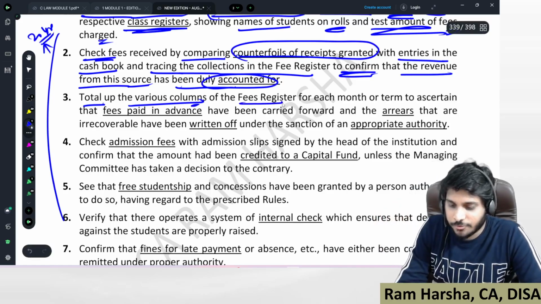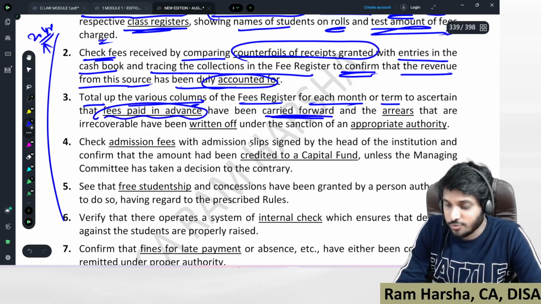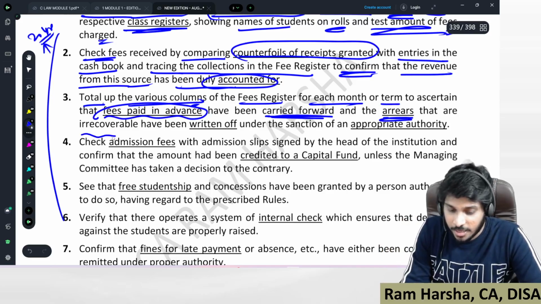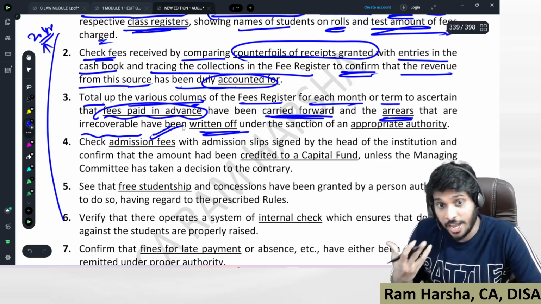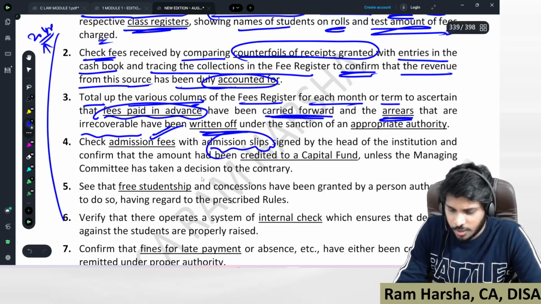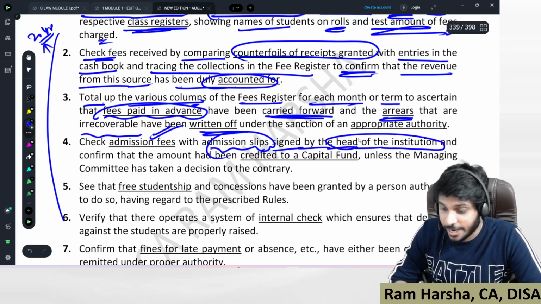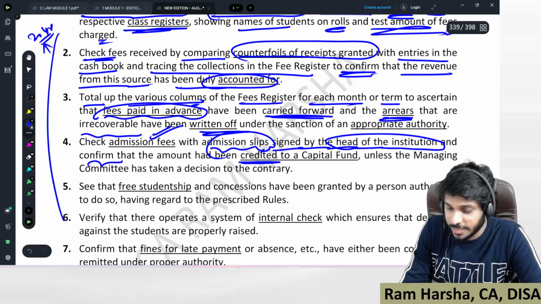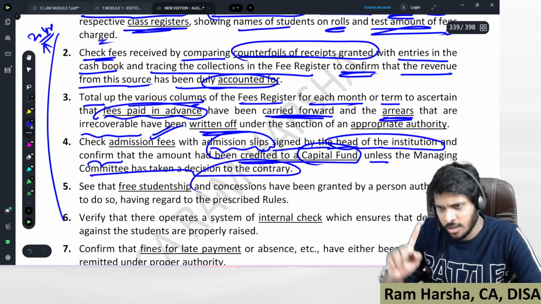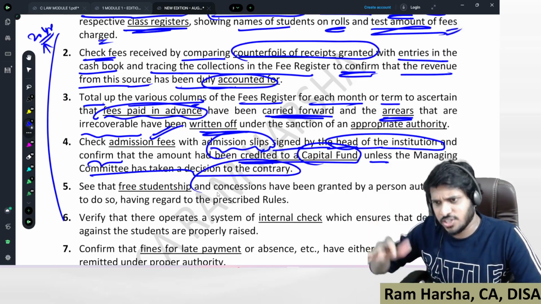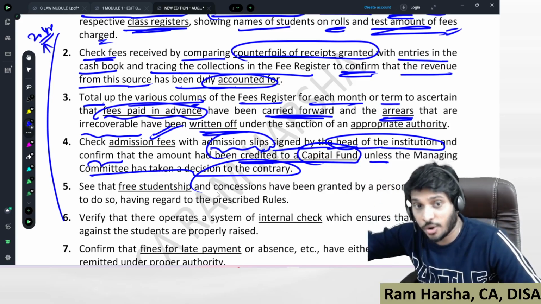Total up various columns of the fee register for each month or term to check that fees paid in advance have been carried forward, and arrears, whatever is irrecoverable, were written off. And if there is an admission fee, donations, okay, if there is an admission fee with admission slips, is it signed by the head of the institute, and confirm that the amount has been credited to capital account or corpus, unless the managing committee has taken a decision which is contrary, nothing but different.